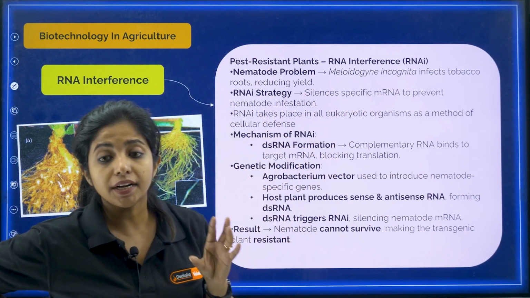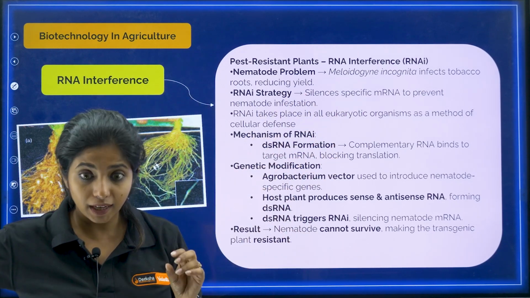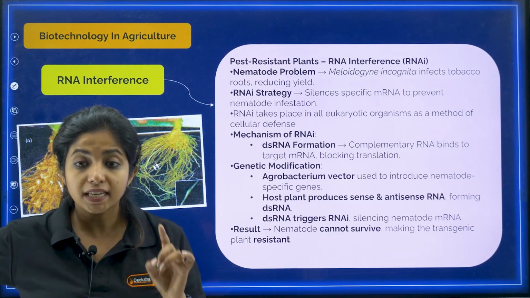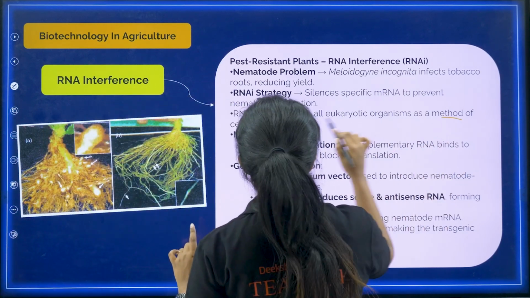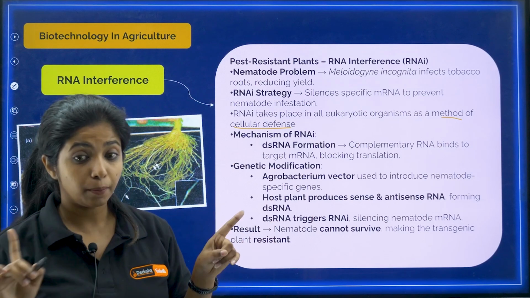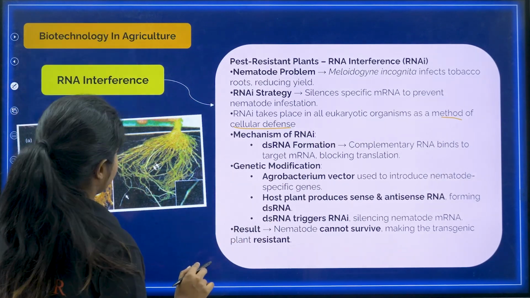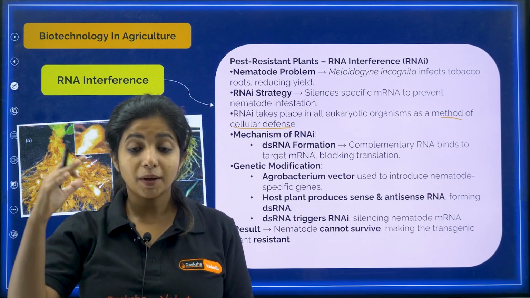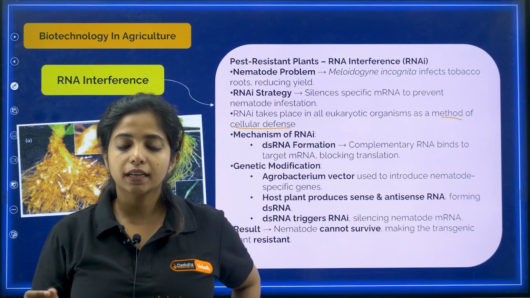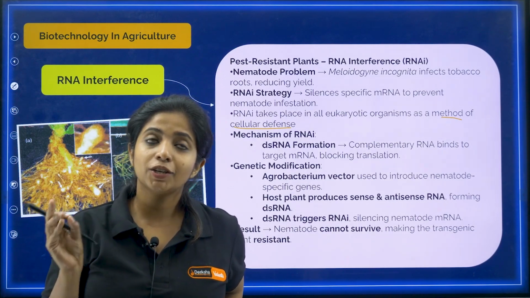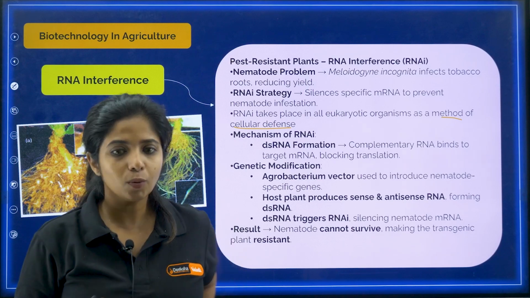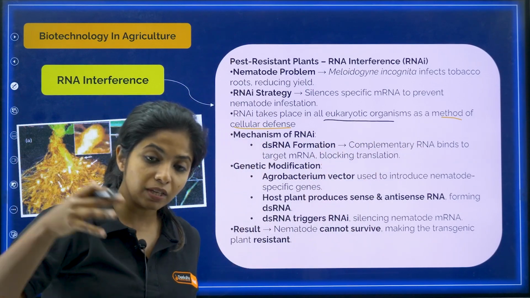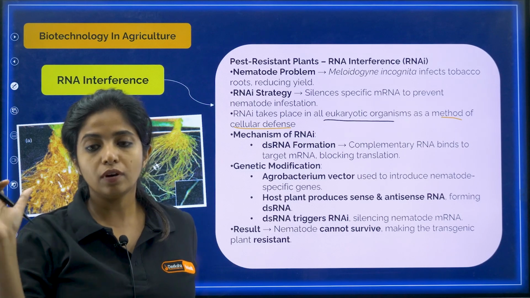Now listen to me, RNA interference is a natural technique. It is a very natural thing that happens in the eukaryotic body. It's a mode of cellular defense in the case of eukaryotes, not prokaryotes. This is again a very important question. Which statement among these is wrong? RNA interference takes place in eukaryotes and prokaryotes. Wrong. Only in eukaryotes, and in eukaryotes it acts as a cellular defense. So when something comes in, we want to mute it, so we do RNA interference.